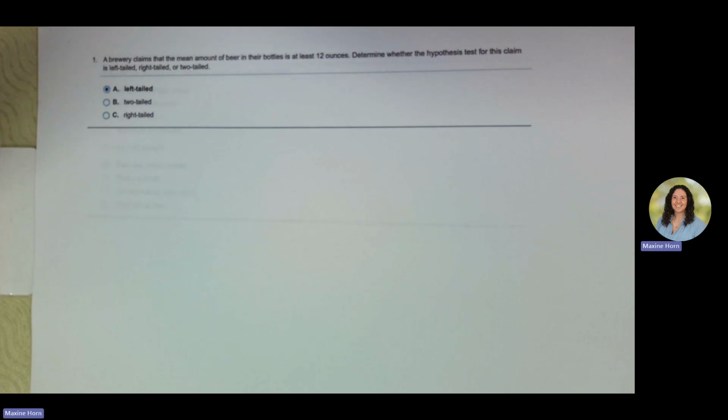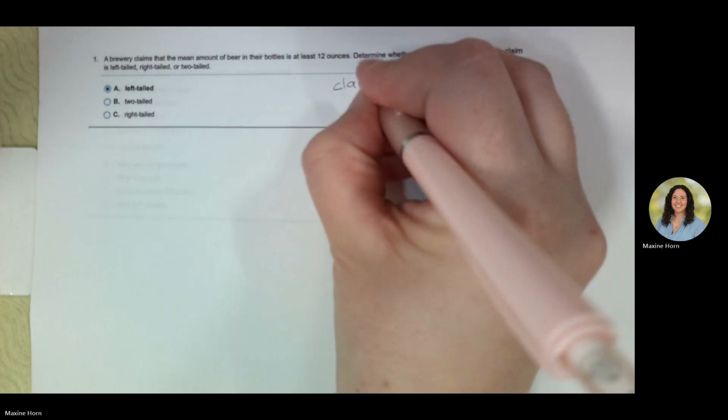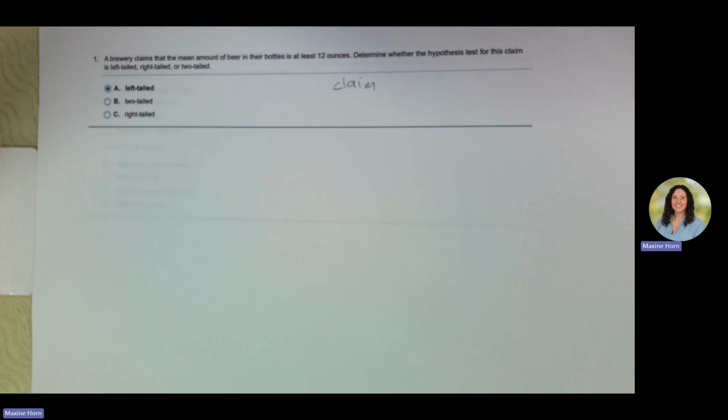Okay, so number 1, a brewery claims that the mean amount of beer in their bottles is at least 12 ounces. Determine whether the hypothesis test for this claim is left-tailed, right-tailed, or two-tailed. Okay, so the first thing we want to do is write what our claim is.